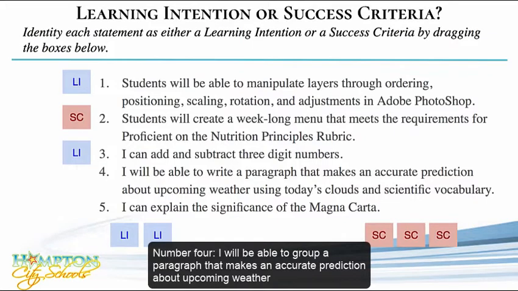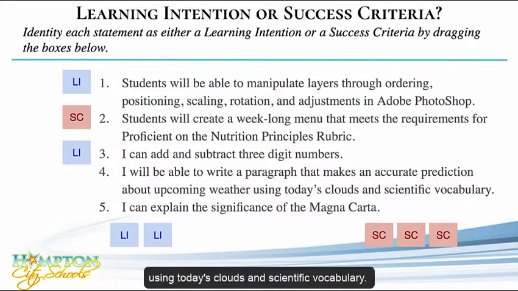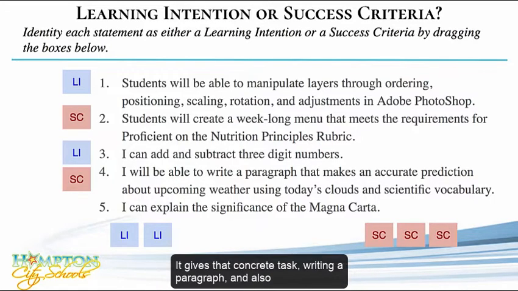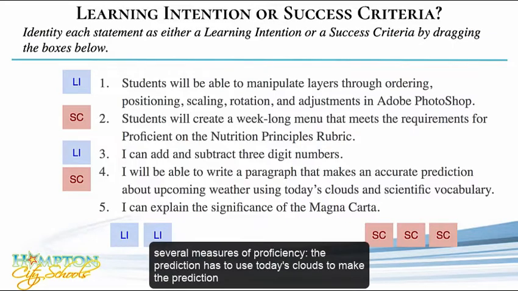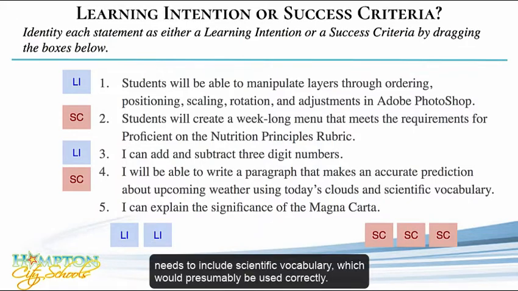Number 4, I will be able to write a paragraph that makes an accurate prediction about upcoming weather using today's clouds and scientific vocabulary. This one is definitely a success criteria. It gives that concrete task, writing a paragraph, and also several measures of proficiency. The prediction has to use today's clouds to make that prediction. It needs to include scientific vocabulary, which would presumably be used correctly.